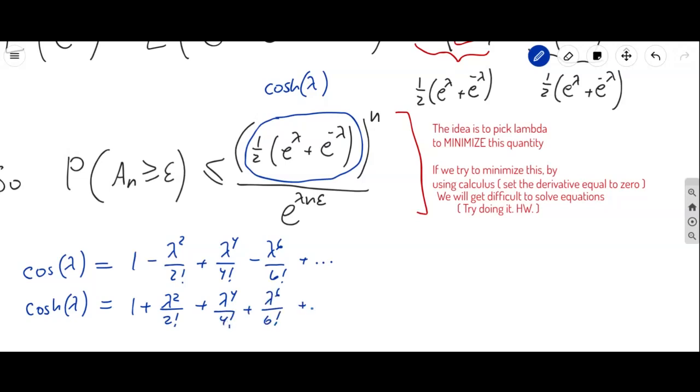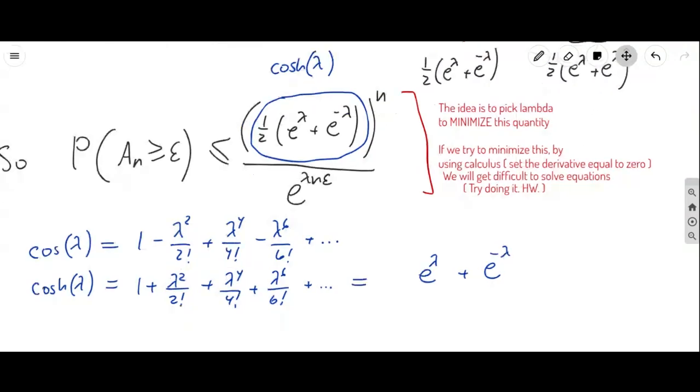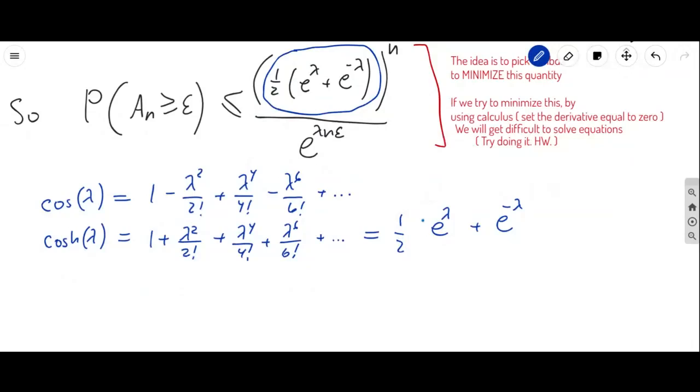I assume that you've seen this before, and it's not hard to show. That's the same thing as if you were to take e to the lambda and add to it e to the negative lambda and then divide it by 2. So it's 1/2 of that.